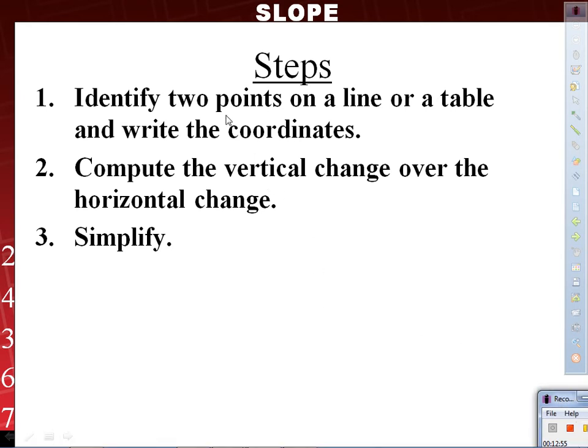All right, here we go. So three things we're going to do, or three steps to find the slope today. We're going to identify two points on the line or table and write the coordinates. We're going to compute the vertical change over the horizontal change, and then from there we're going to simplify. What is our last step? Simplify. Remember that key step.